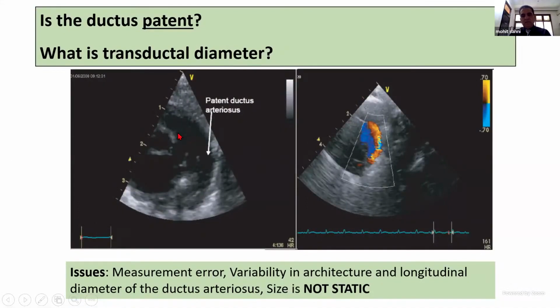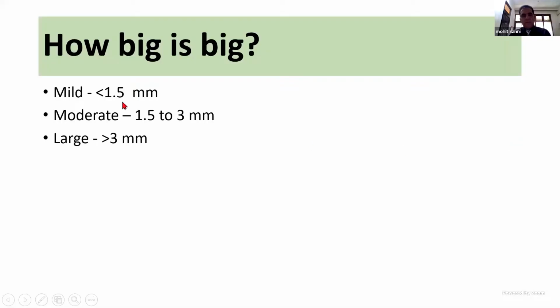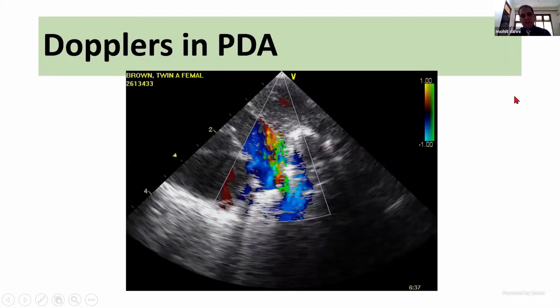Okay. So you see, what we call sometimes this view as the 3-leg view. MPA, RPA, LPA, and this is the duct. And here it is entering the pulmonary artery. I would like to take the size here. So as per the size, small is less than 1.5 millimeters, moderately large or medium size is 1.5 to 3 millimeters, more than 3 millimeters is large.